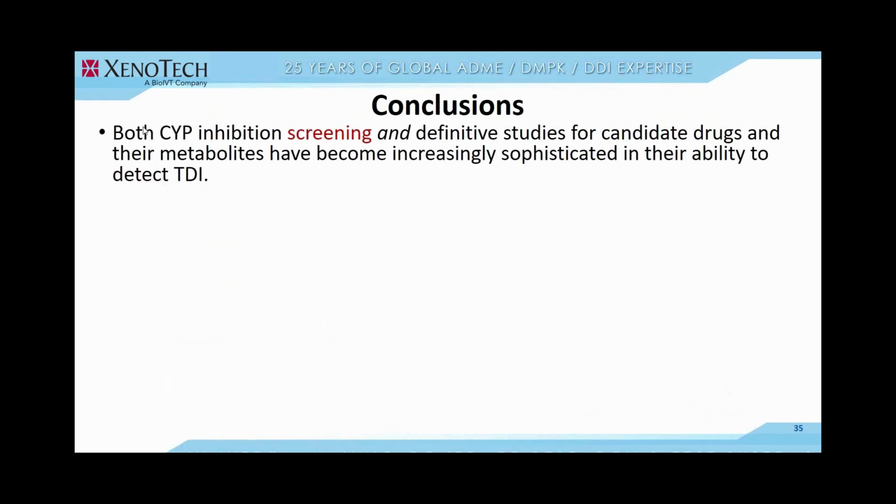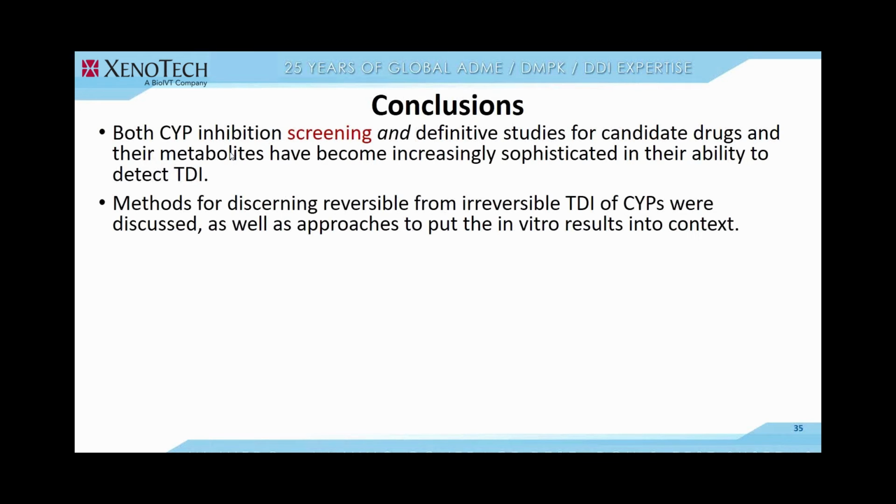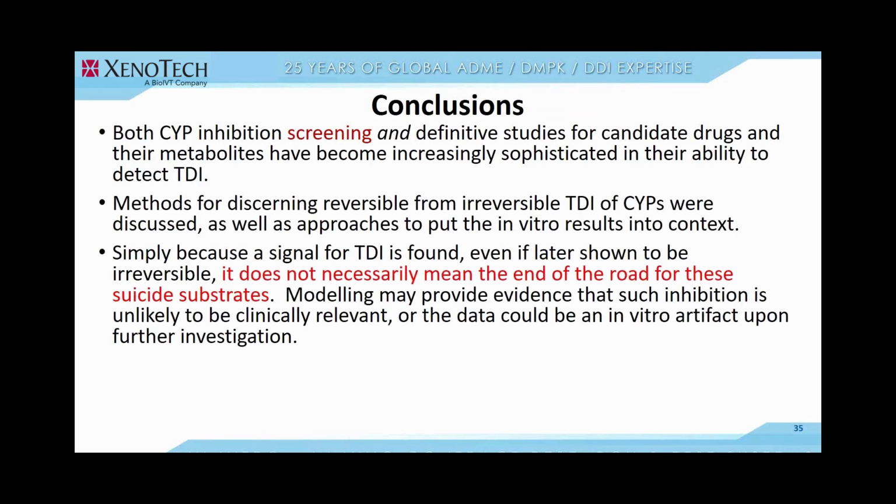So in conclusion, both CYP inhibition screening and definitive studies for candidate drugs have become sophisticated in their ability to detect time-dependent inhibition over the years. And then I showed you methods for discerning reversible from irreversible time-dependent inhibition, as well as some basic approaches to put the in vitro results into context.